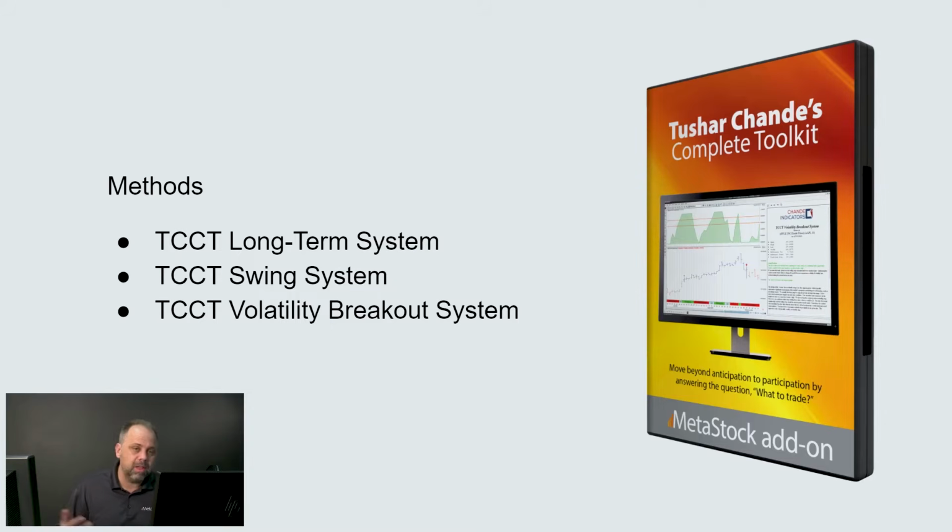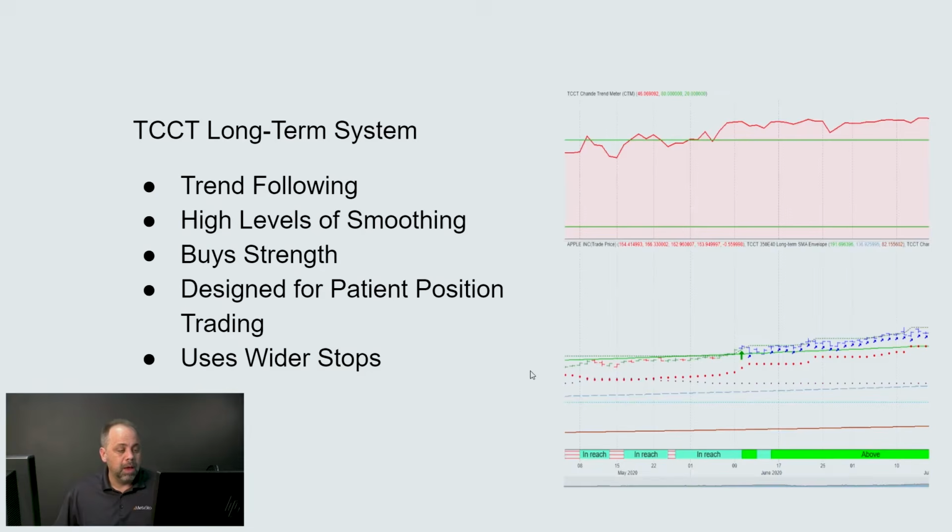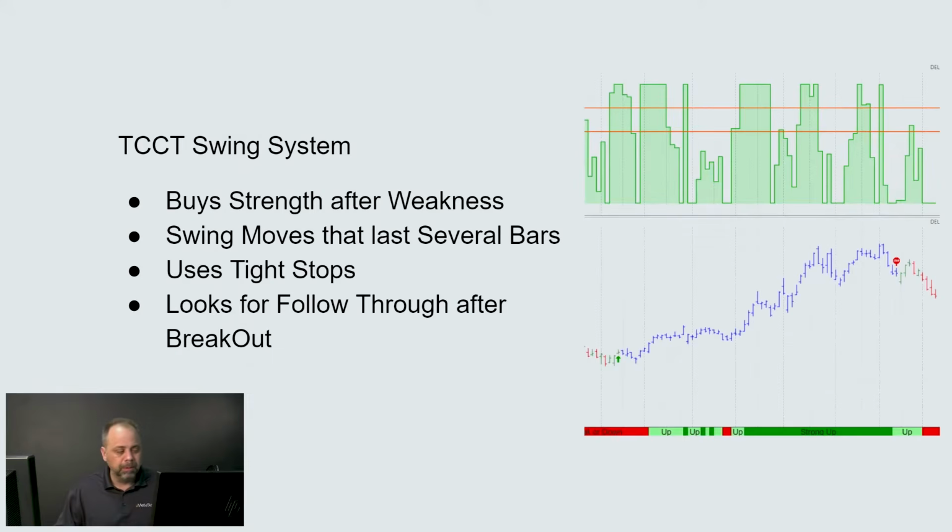One is, as you can see on the screen, a long-term system. Another is a swing system, and the final one is a volatility breakout system. As you might guess, the long-term system is based on trend following. It uses high levels of smoothing. It buys strength, and it's designed for a patient position trader. Because it is a longer term system, it's also designed to utilize wider stops.